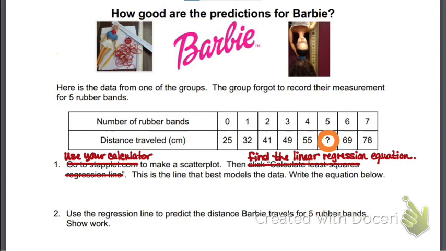Yes. So when you guys are entering list 1, you're not going to put the 5 in there on list 1. You're going to leave this one out. So 0, 1, 2, 3, 4, 6, and 7.